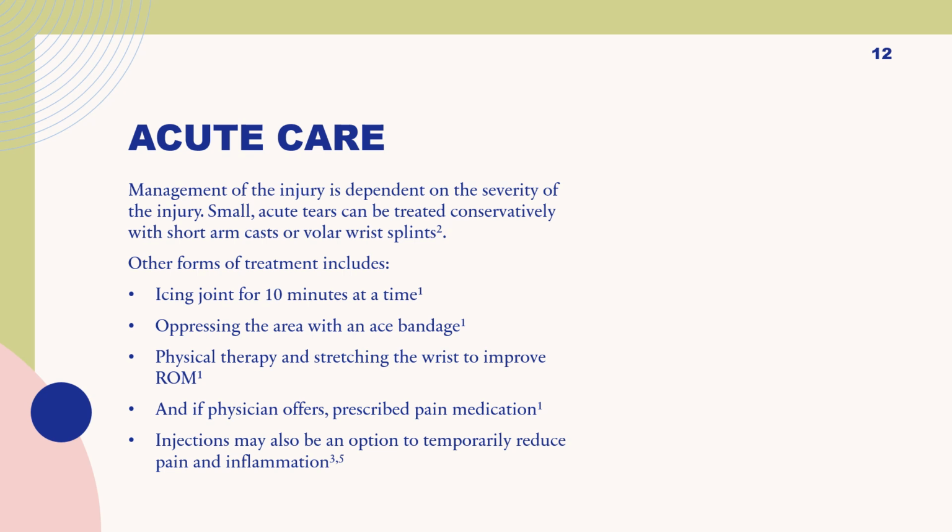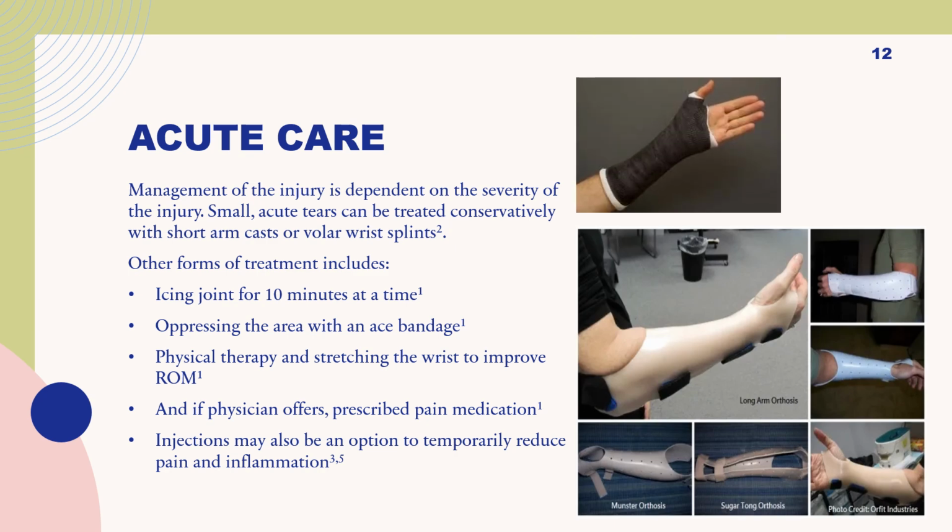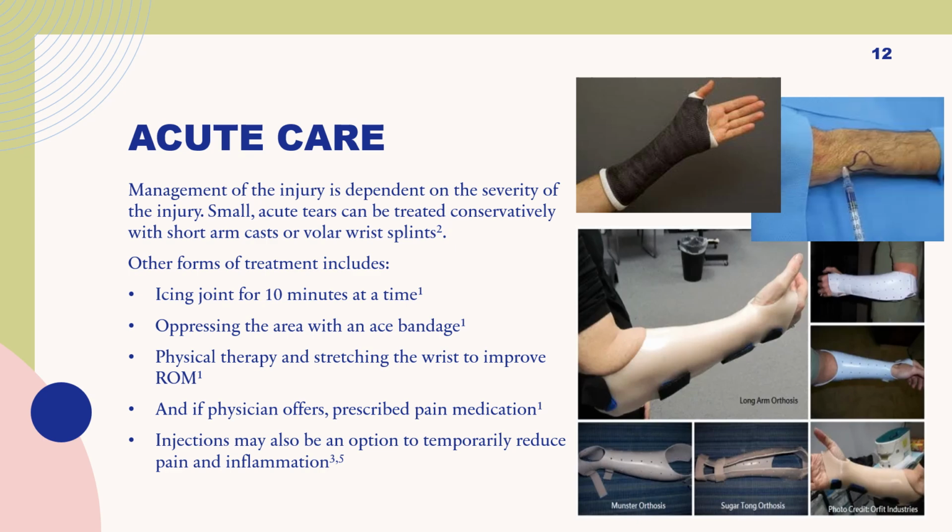Other forms of treatments include icing the joint for 10 minutes at a time, pressing the area with an ACE bandage, physical therapy and stretching the wrist to improve range of motion, and if the physician offers, prescribe pain medication such as NSAIDs, and injections may also be an option to temporarily reduce pain and inflammation. And here you see some splints or casts that we would possibly use for TFCC injuries, and this last picture shows an injection.